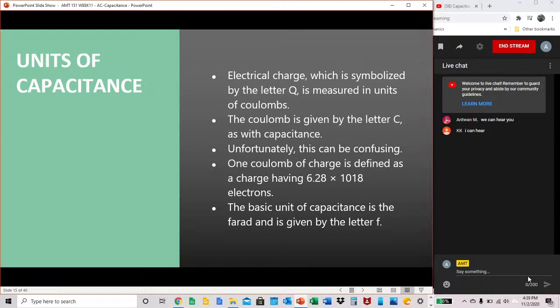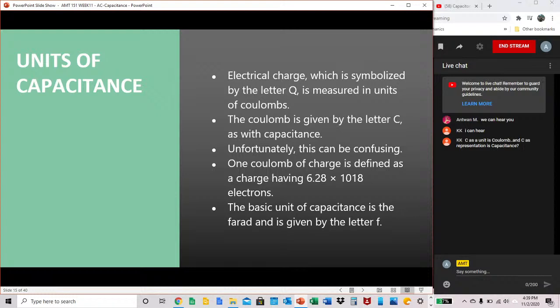The basic unit of capacitance is the farad, and is given by the letter F. I'm reading a question here. Yes, to this question here, well, I don't know if I'm answering it right, but the capital letter C is a unit that represents coulomb, and the capital letter C also represents capacitance in an equation when we're talking about a capacitance equation. I think that's what you were asking.